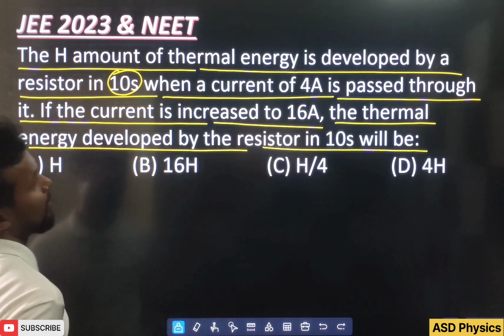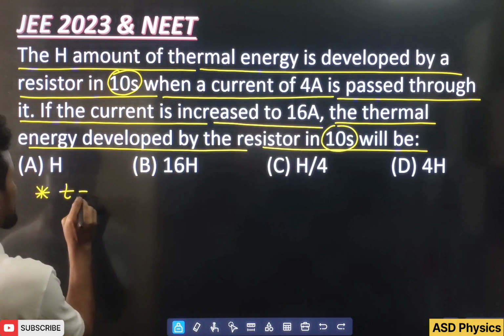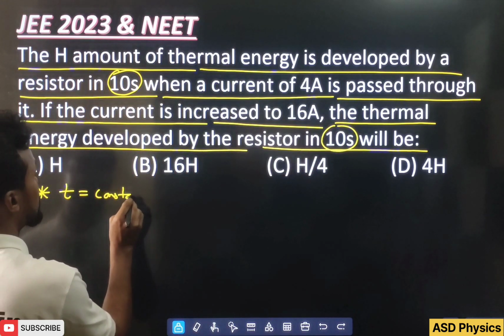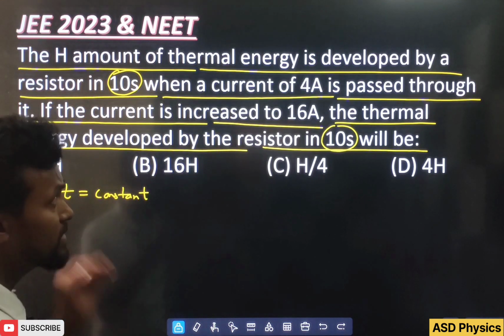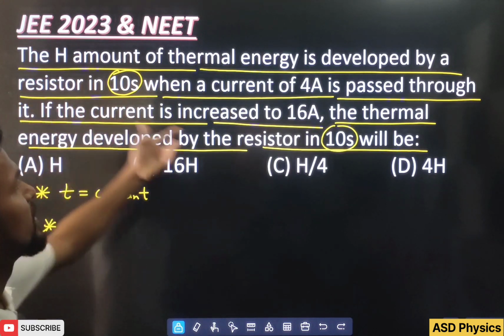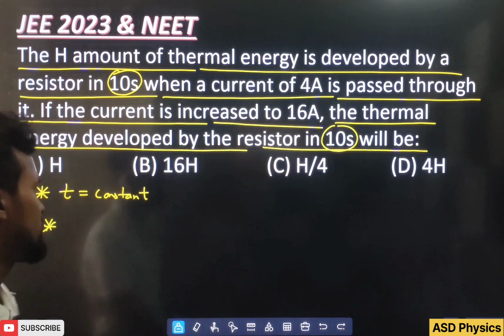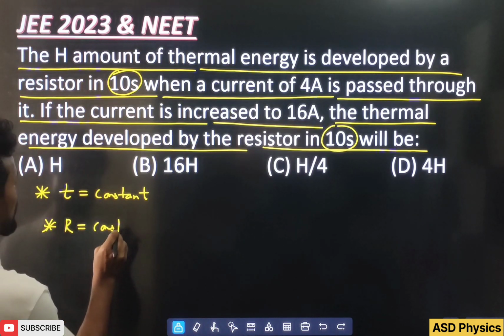Okay, so one thing you have to remember here: initially the time is 10 seconds, and after that also the time given is 10 seconds. That means the time is constant. The question is in front of you. After that, they are talking about the resistor also. Before also they are talking about a resistor, and again they are telling resistor, with no change in resistors. That means the R is also constant.